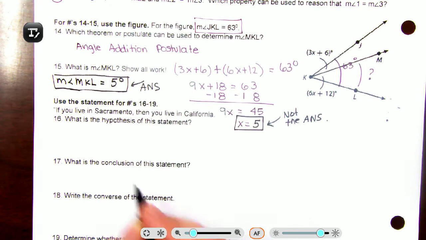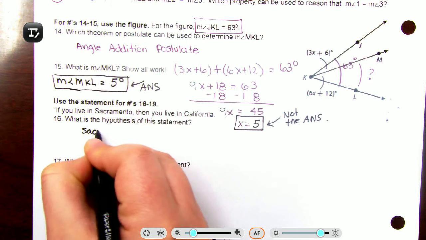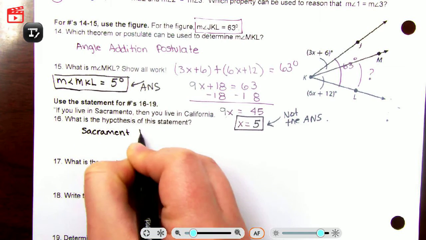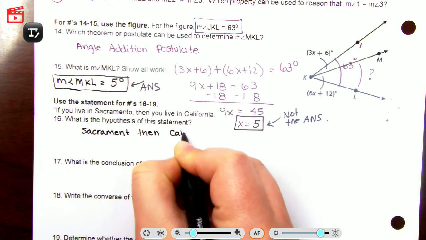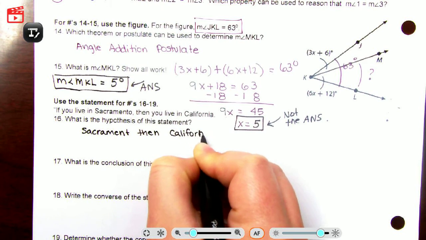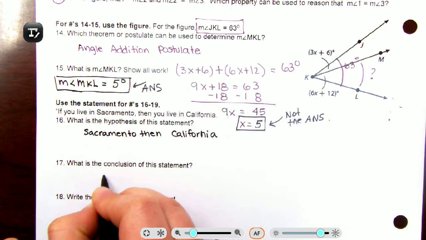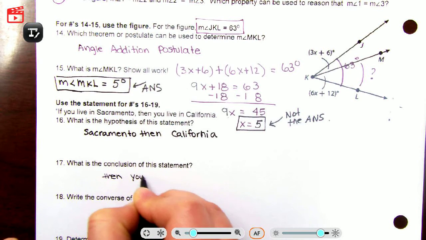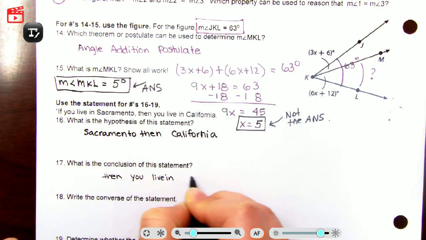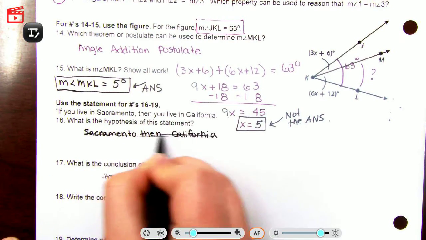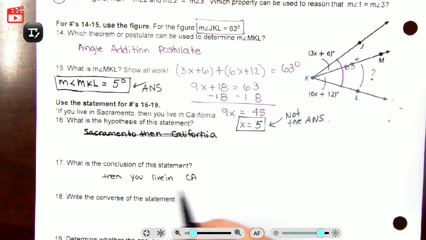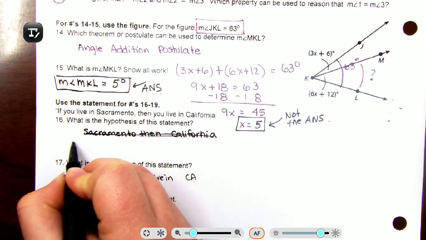What is the hypothesis? It's like, what's your guess? Well, my guess is if you live in Sacramento, then you have to live in California. That's my guess. What is the conclusion of the statement? The conclusion is then you live in California. Now I'm going to go back on this one, and I'm going to say the hypothesis is if you live in Sacramento.